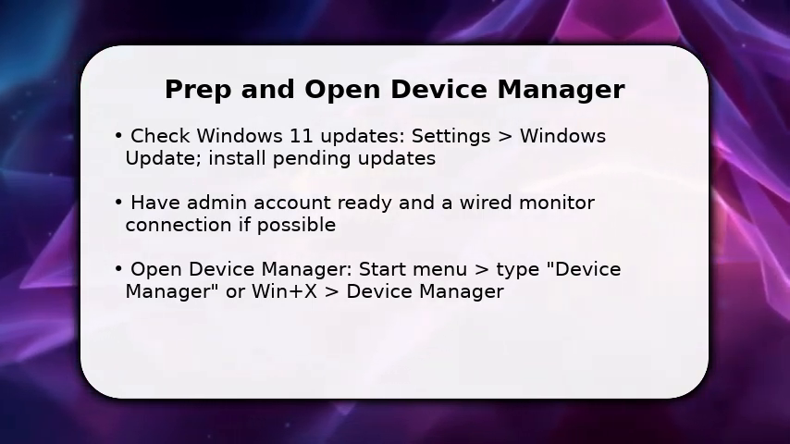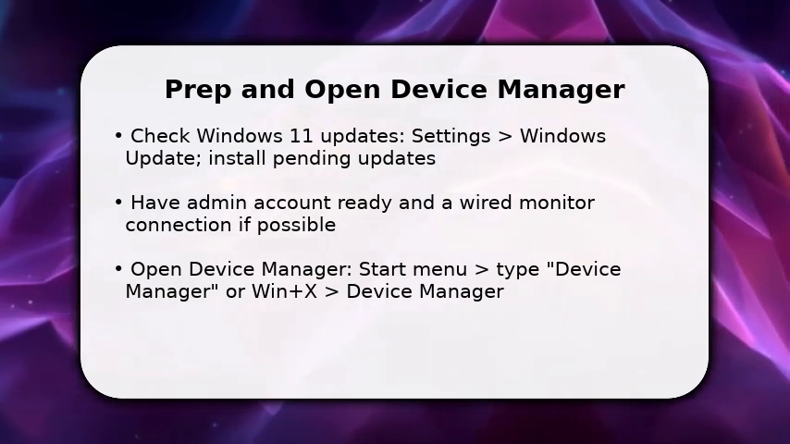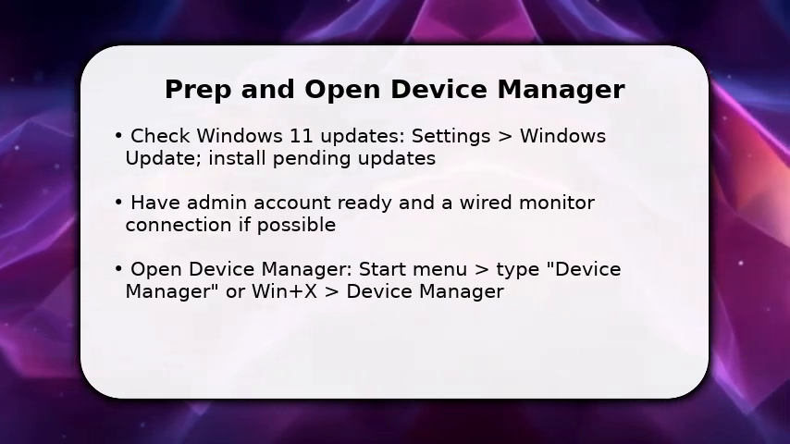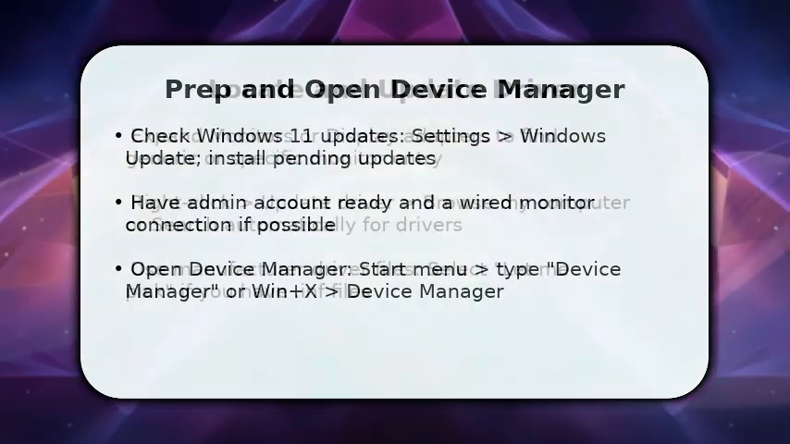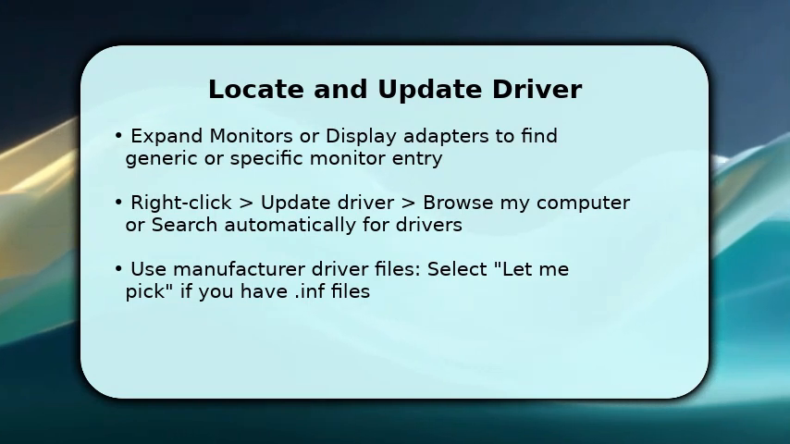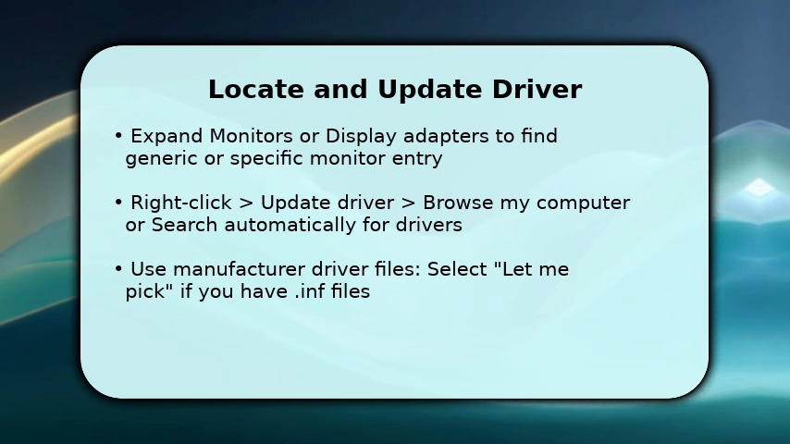Open Device Manager now, type Device Manager in Start or press Win+X and select it. This gets you to the hardware list fast, so you can find the monitor entry and begin the update sequence without extra setup steps. Once Device Manager is open, locate the monitor under Monitors or the GPU under Display Adapters. They both can influence display behavior.